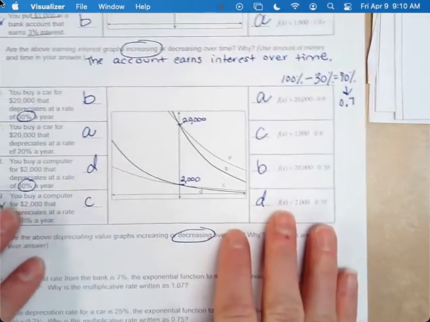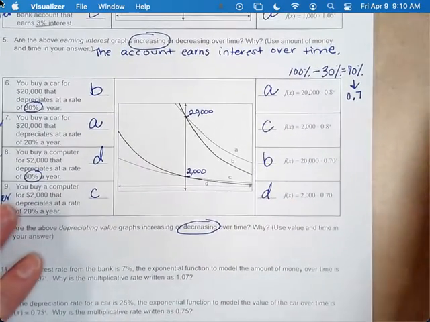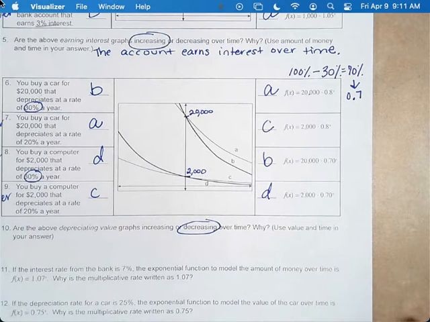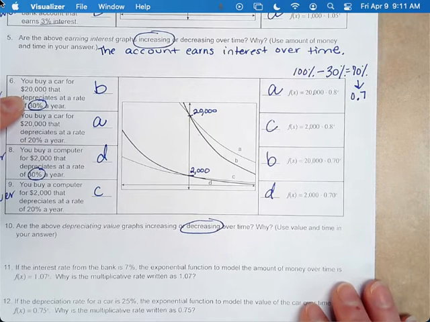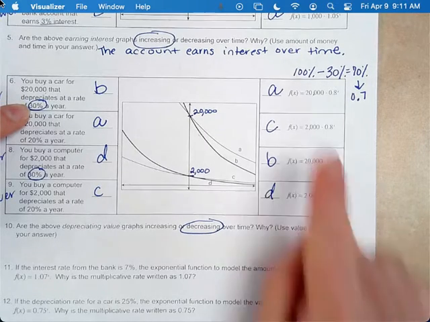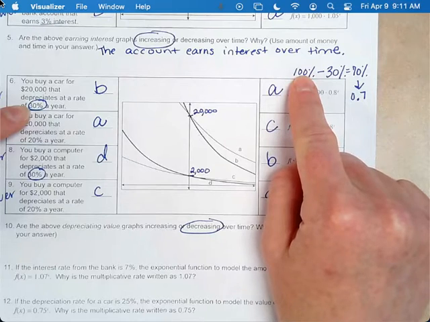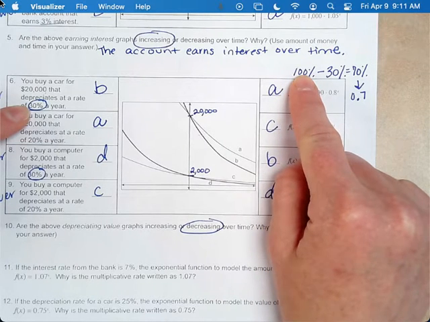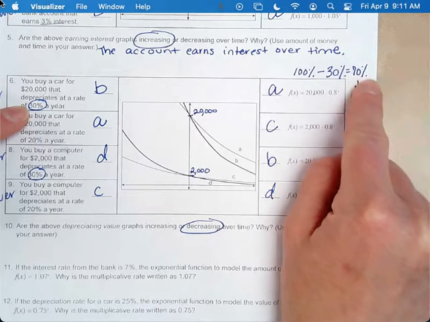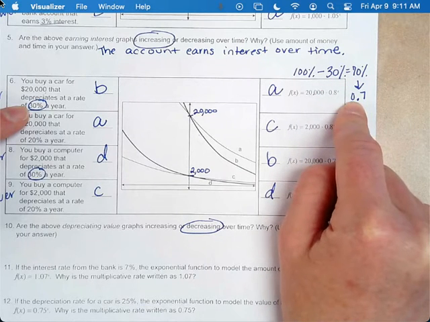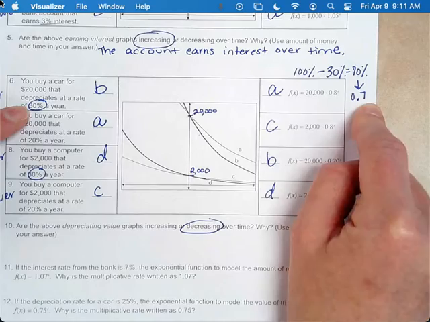Now, anytime you have a decrease or depreciation, then you're going to subtract from 100%. So on these, the car was being depreciated by 30%. So we have 100% is what our car is worth right now. And then it goes down. So we have to subtract the 30% from it. And that is why the rate is 0.7 or 0.70.